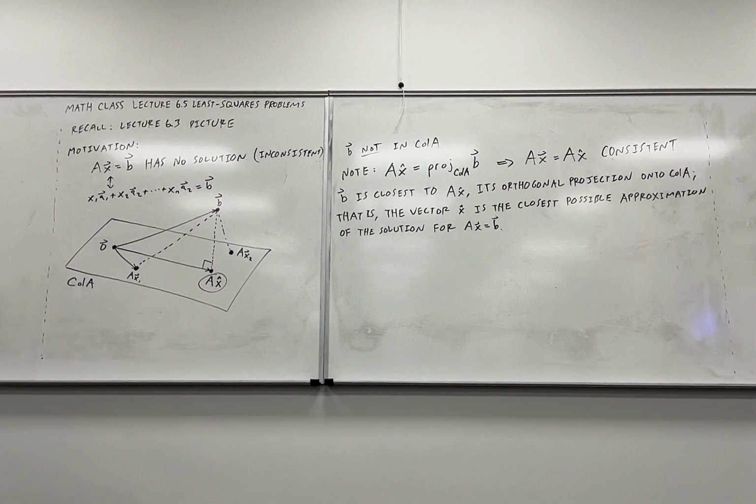The vector B is closest to the vector A x hat because it's the orthogonal projection. So that vector x hat we're very interested in because that's going to be the best approximation for what the solution should be, in quotes, because technically there is no solution. Okay, do we have questions about the picture and how it relates to the statement up top here?